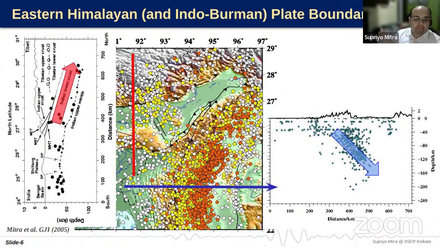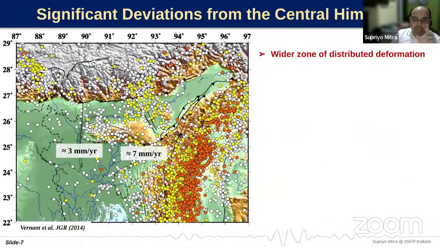So this is a very complex zone of interaction, and that is the reason why you have all these earthquakes which are away from the plate boundary. So this region is actively deforming. Now, there are significant deviations, as I said, from the central part of the Himalayas, and let me point out these deviations. The first one is that there are earthquakes away from the plate boundary, so there are what we call intraplate earthquakes. And there is a whole zone of distributed deformation. It's not just the earthquakes.